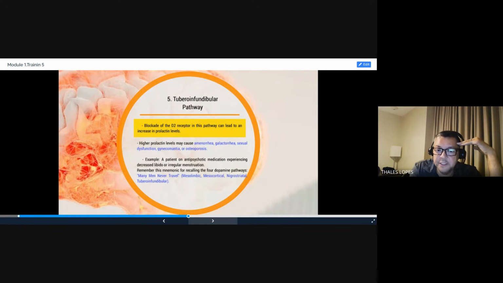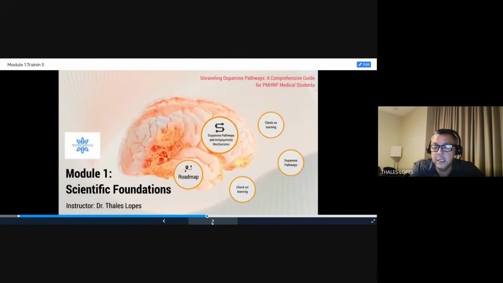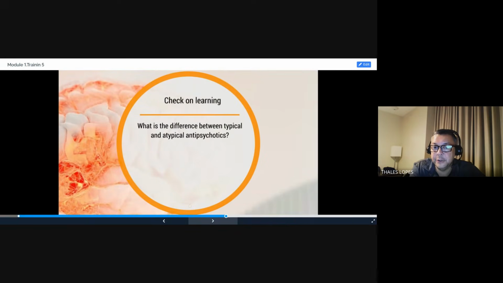A patient on antipsychotic medication exhibiting decreased libido, irregular menstruation, it could be because the prolactin is too high, or dopamine receptors are blockaded, less dopamine is available, prolactin is increased, then you have those symptoms that we mentioned. You can think of "Mary Man never travels" for mesolimbic, mesocortical, nigrostriatal, and the tuberoinfundibular pathways. So you should absolutely remember those pathways.